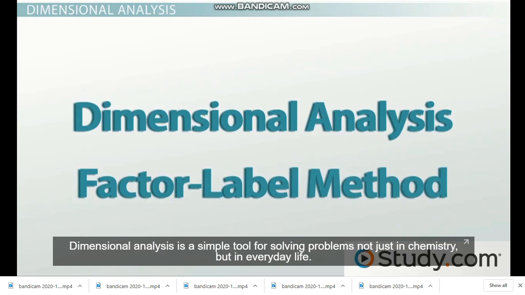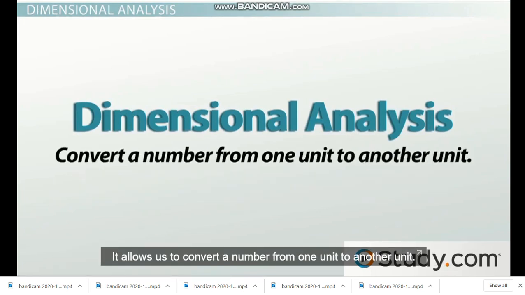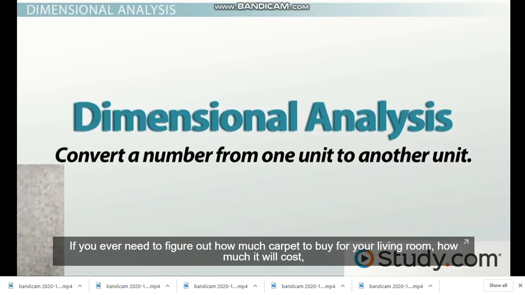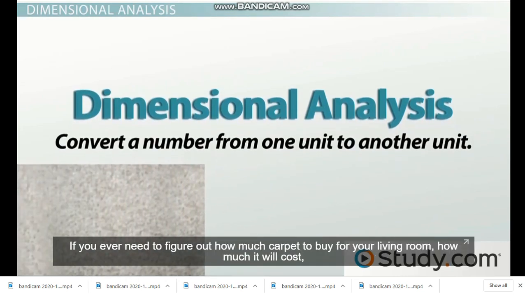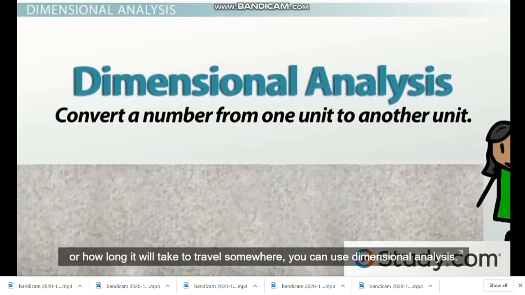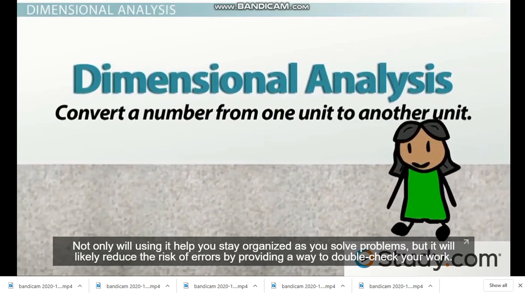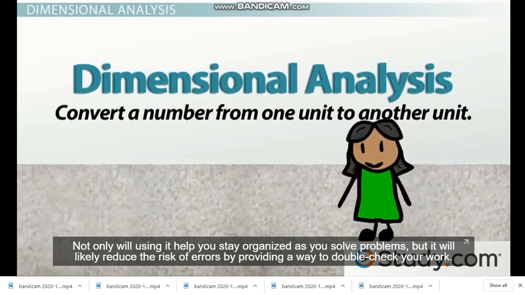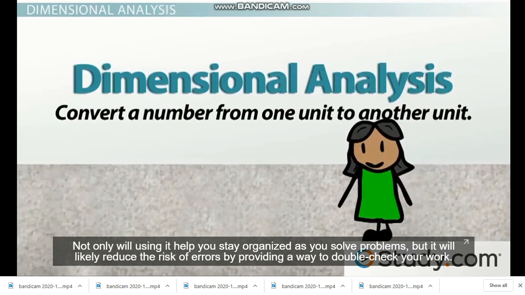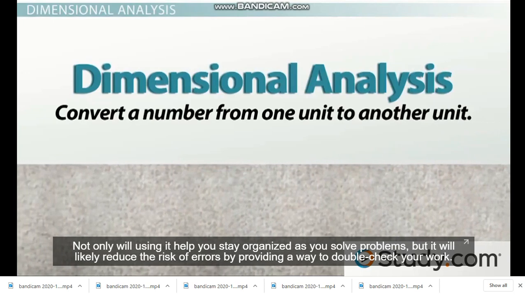Dimensional analysis is a simple tool for solving problems, not just in chemistry, but in everyday life. It allows us to convert a number from one unit to another unit. If you ever need to figure out how much carpet to buy for your living room, how much it will cost, or how long it will take to travel somewhere, you can use dimensional analysis. Not only will using it help you stay organized as you solve problems, but it will likely reduce the risk of errors by providing a way to double-check your work.